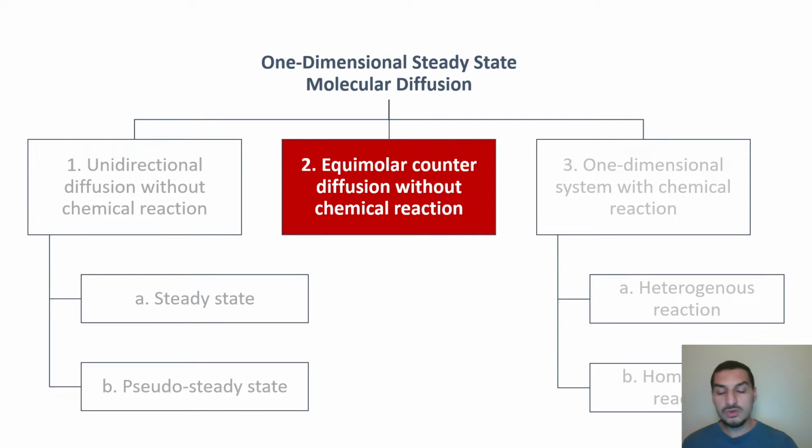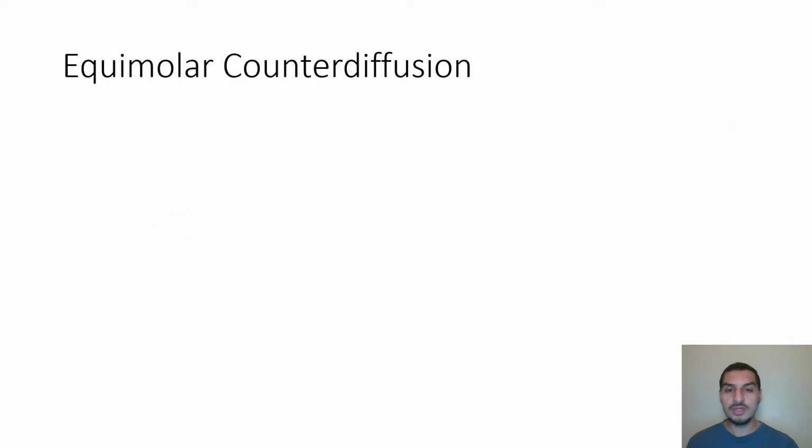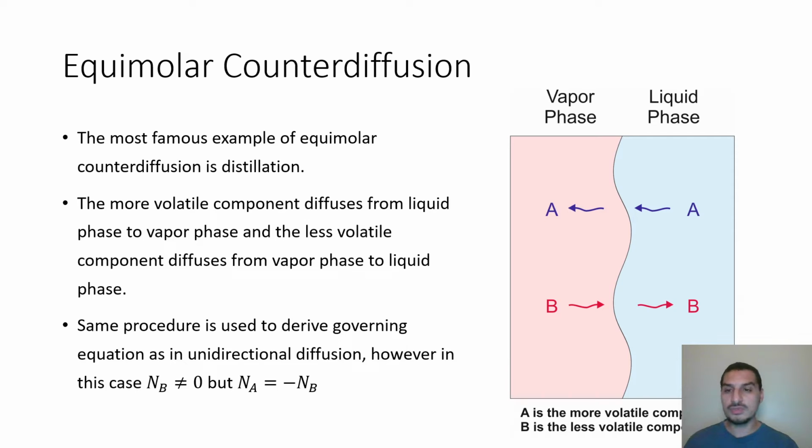But before we go through these details, I want to go first into the details of the process and give an example of this process. One of the very famous cases of equimolar counter diffusion in general is distillation. Distillation is one of the separation processes where a mixture of two components is separated based on the difference in boiling point. So we have a more volatile component that evaporates at lower temperature, and a less volatile component that vaporizes or evaporates at higher temperature.